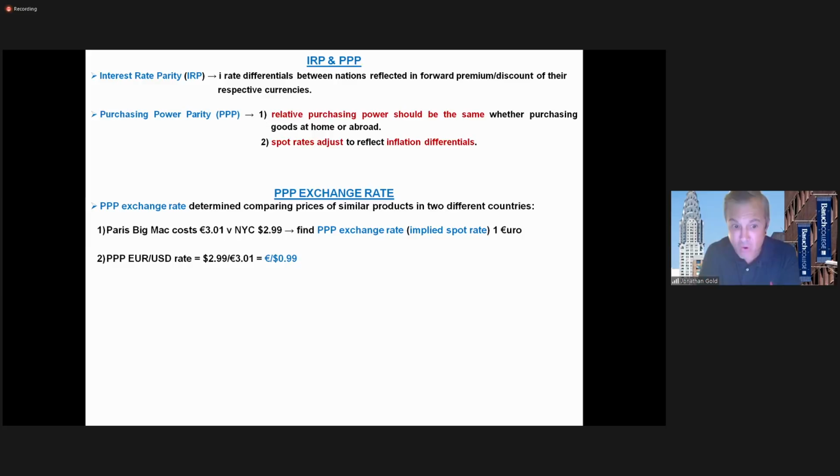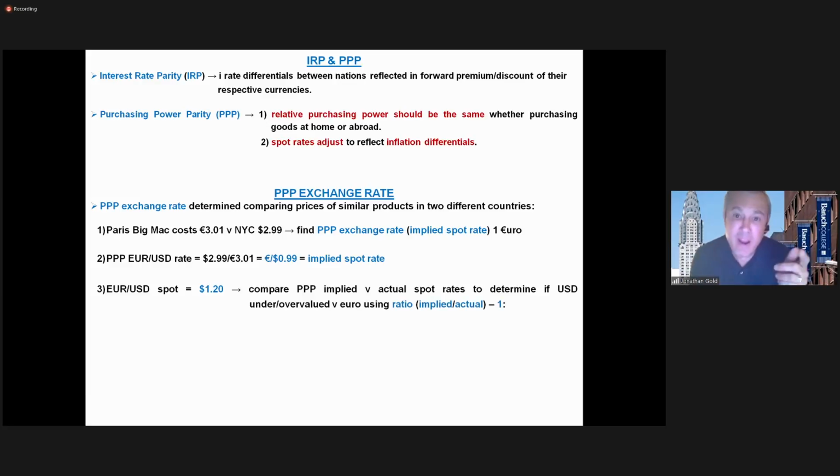How many times does the euro go into the dollar? The euro buys us how many dollars? We've got to divide the dollar by the euro, which gets us euro dollar 99 cents. We know that that's your implied spot rate based upon the price of the same product in two different markets. If the euro spot rate is, as it is right now, $1.20, we can compare the implied spot rate to the actual spot rate to determine whether the dollar is overvalued or undervalued against the euro, using the ratio of implied over actual minus 1.